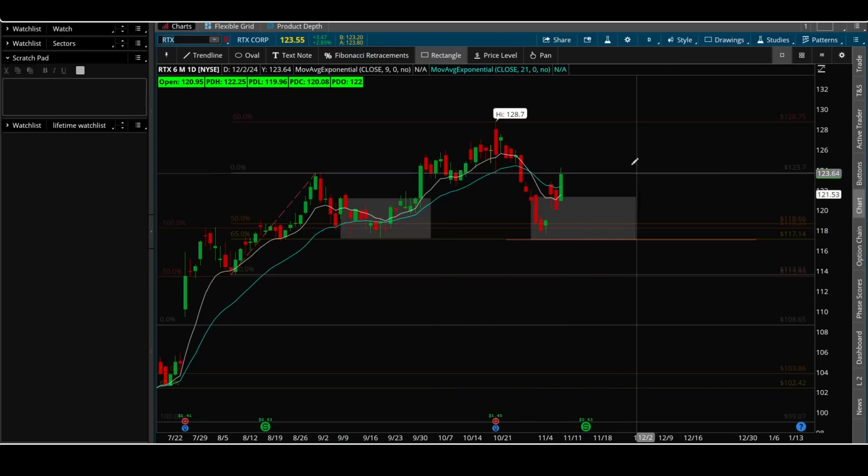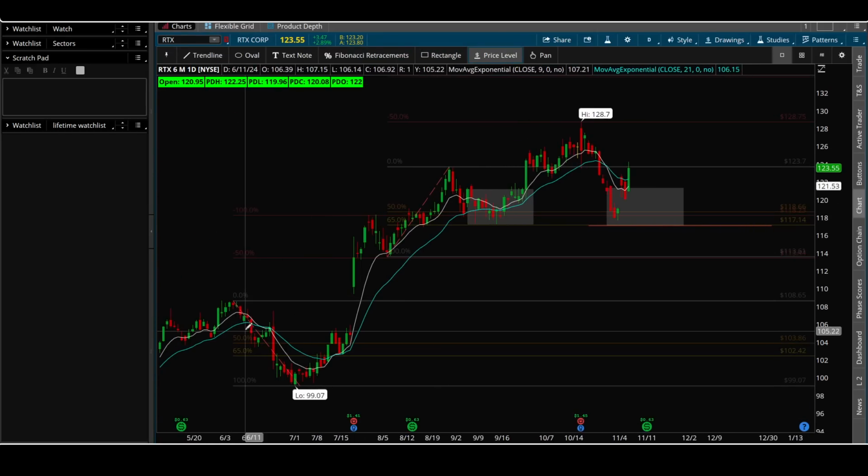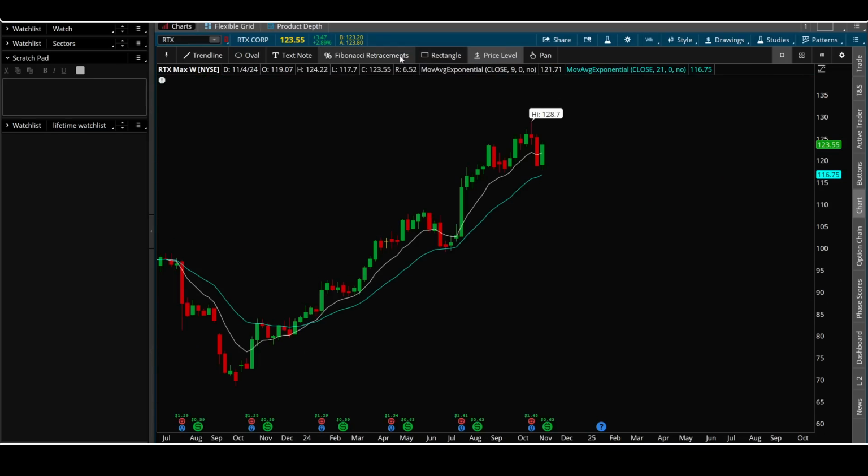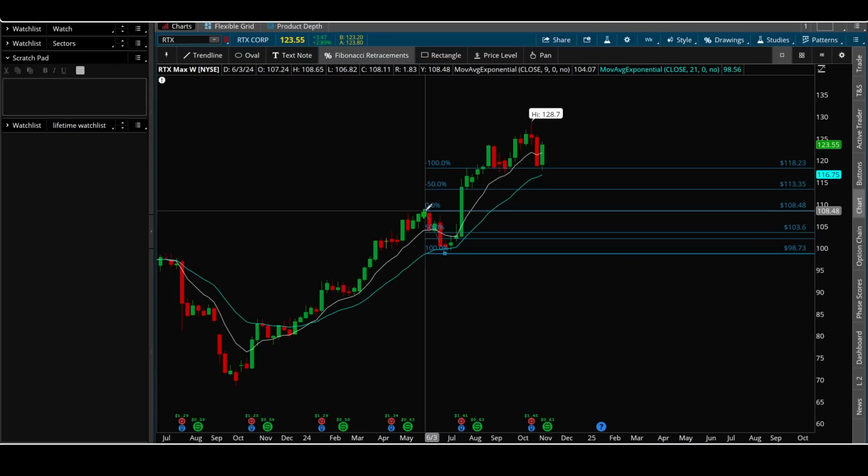Let me zoom in. Ignore all the fibs. It's just a bunch of junk I threw up. This is a backwards fib, so I can get weekly targets. It's this one. Sorry.